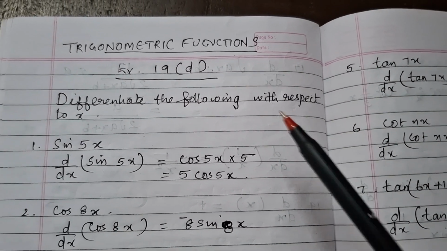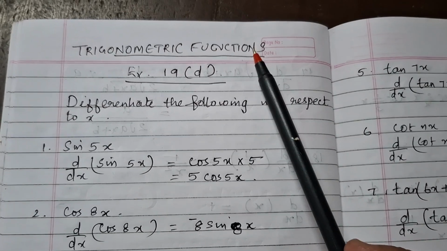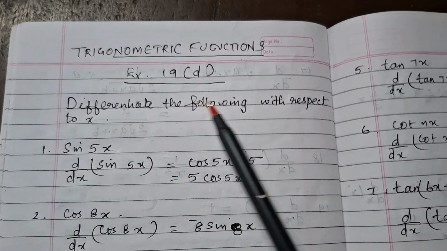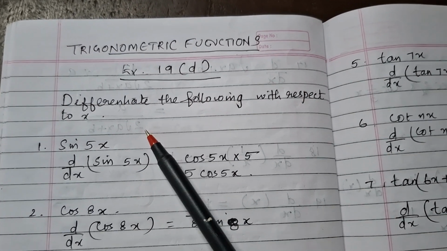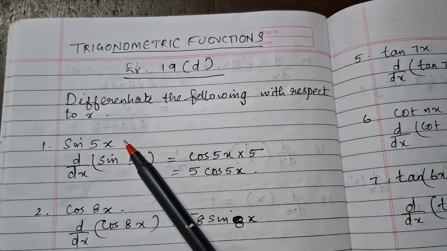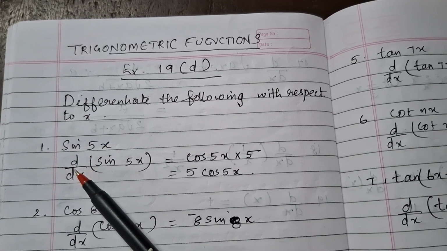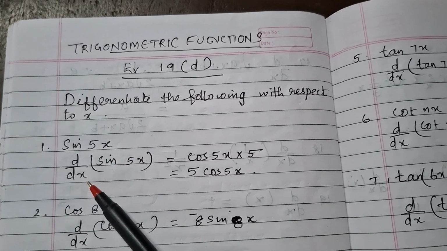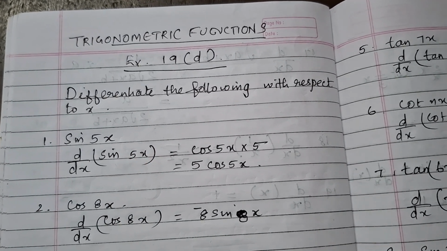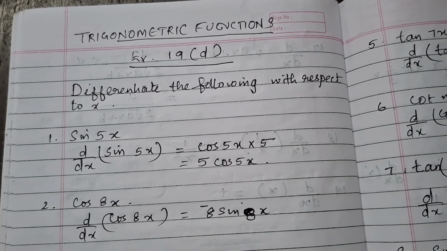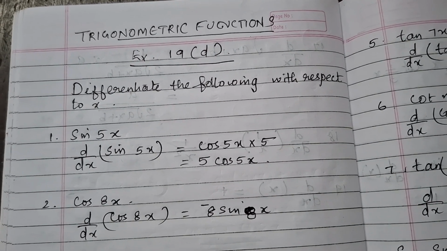For doing exercise 19D, trigonometric functions, our question is: differentiate the following with respect to x. So the first question is sin 5x. For finding the differentiation of sin 5x, that is d by dx of sin 5x, we should know the formula of d by dx of sin x.